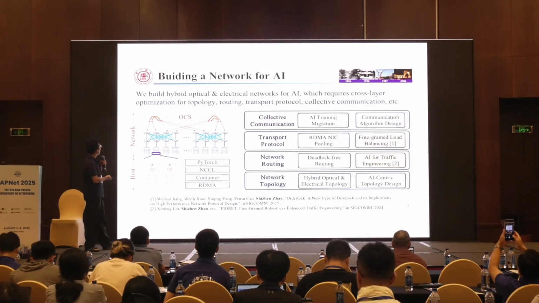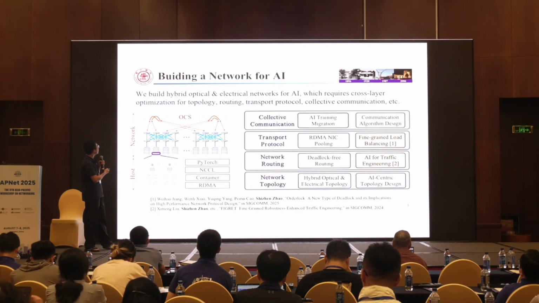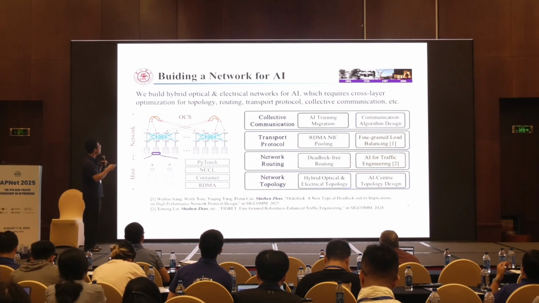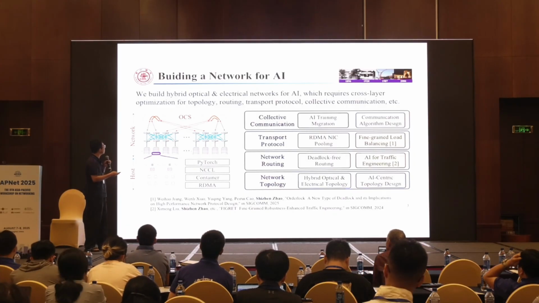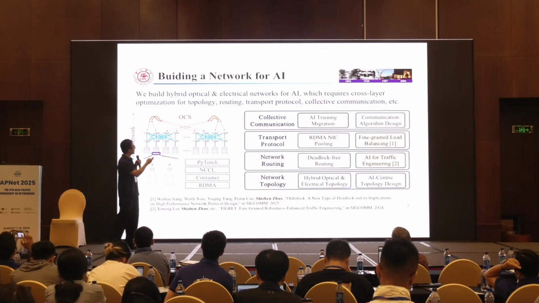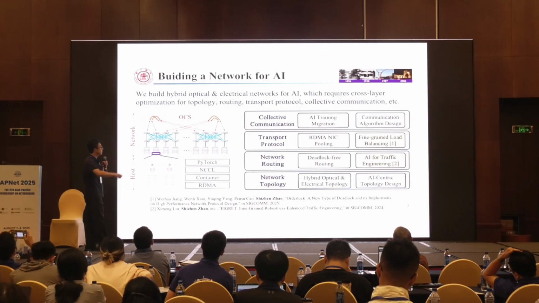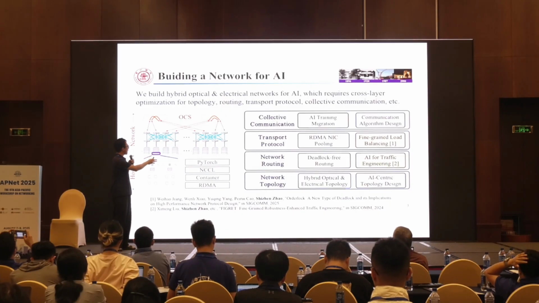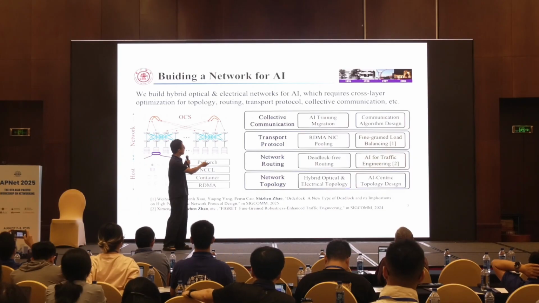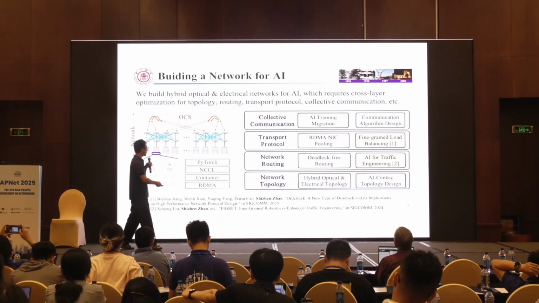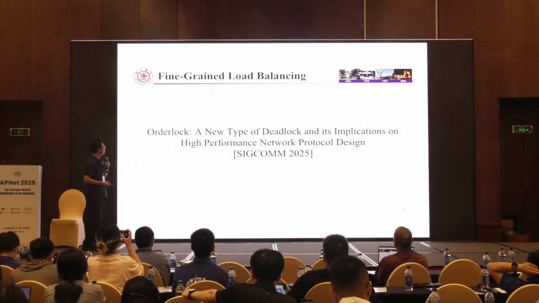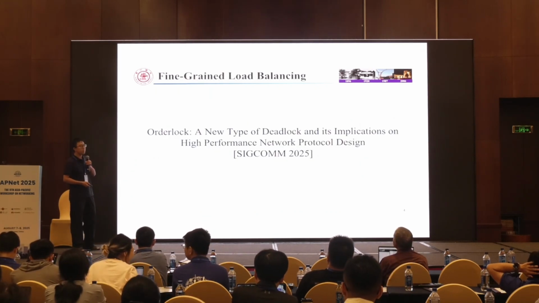This picture shows the big picture of my research. I focus on building hybrid optical and electrical networks for AI, which requires cross-layer optimization for topology, routing, transport layer protocol, and collective communication. In today's talk, I'm not going to talk about everything. We just focus on routing and load balancing, which correspond to two of our SIGCOMM papers. I will first talk about load balancing.